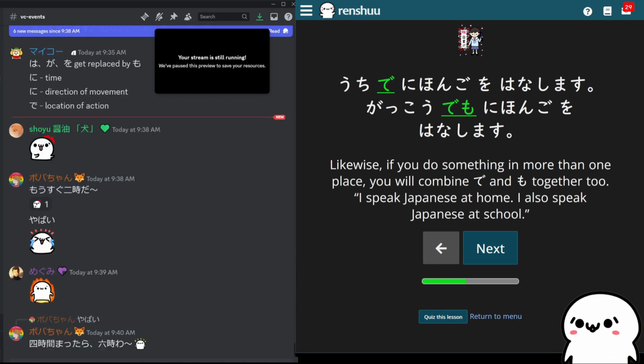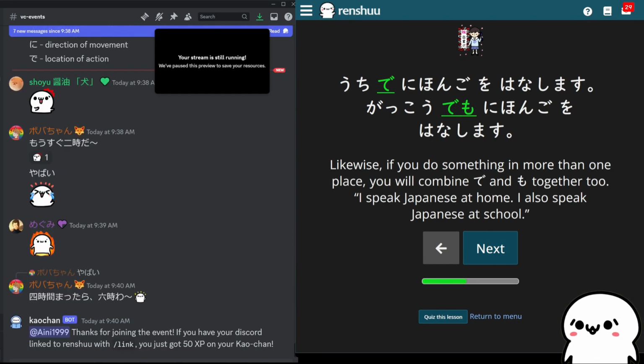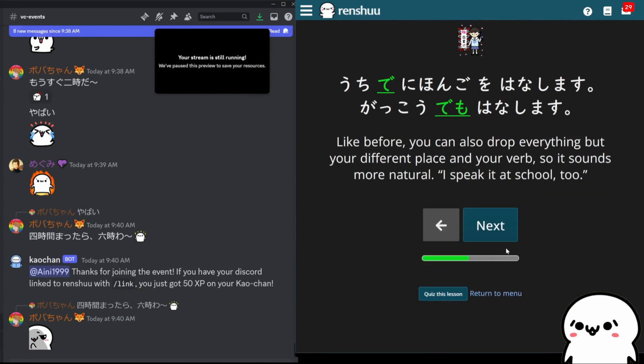学校でも日本語を話します。So remember, the de is used for marking those actions. And you're saying, all right, I do one thing here, I do the same thing somewhere else. And you might notice here as well that we have a bit of repetition. I've got Nihongo o in that first sentence, I've got Nihongo o in the second sentence. Let's just get rid of that. It's pretty obvious from context that I'm talking about speaking Japanese. And so I say, uchi de Nihongo o hanashimasu, gakkou de mo hanashimasu.